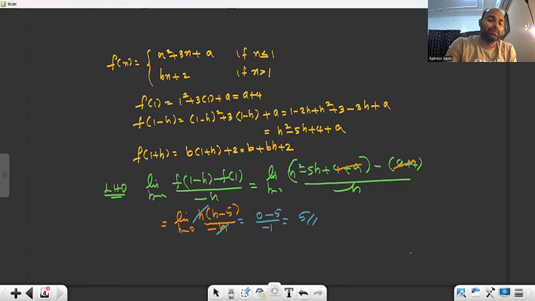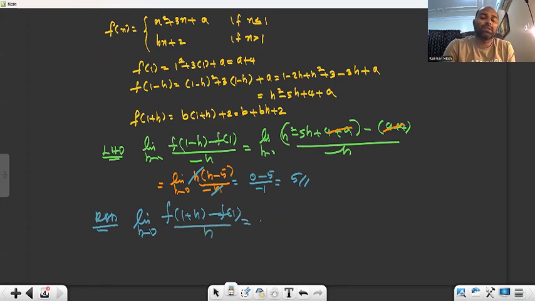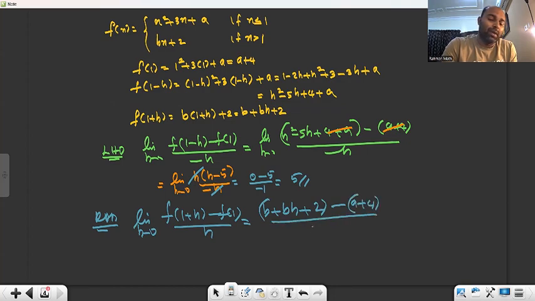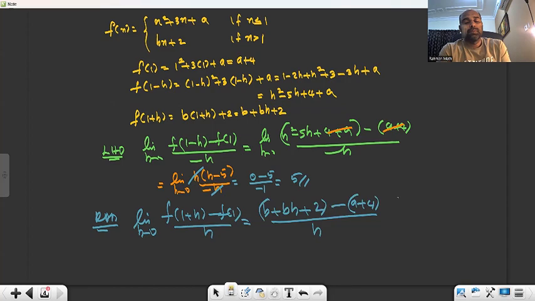Now RHD. Limit h tending to 0 of f of 1 plus h minus f of 1, by h. For 1 plus h, what is the function? b plus bh plus 2, minus a plus 4, all divided by h. So it became like this.